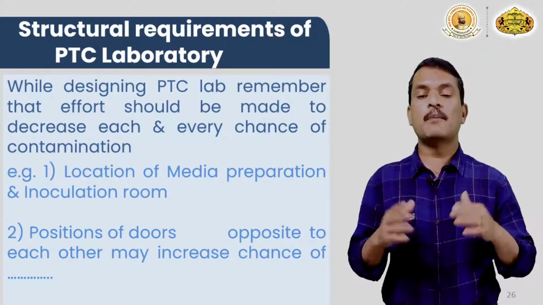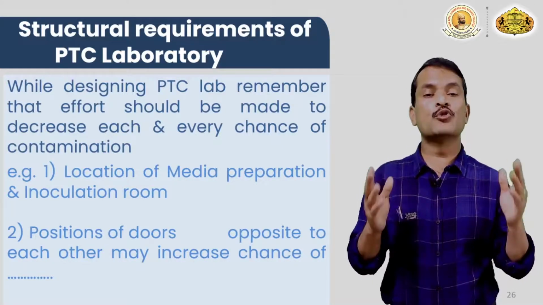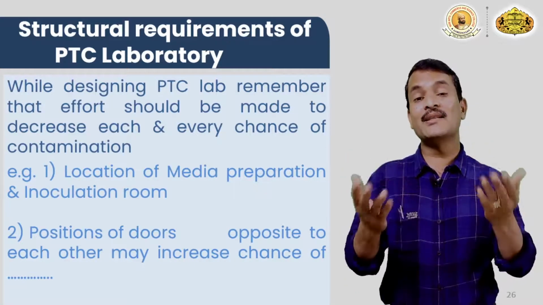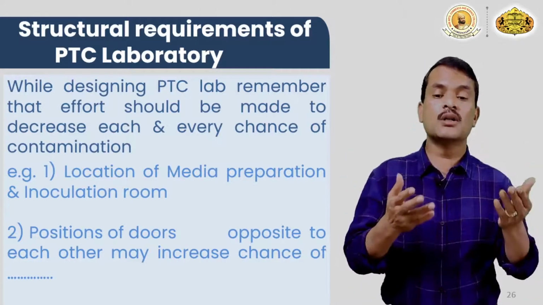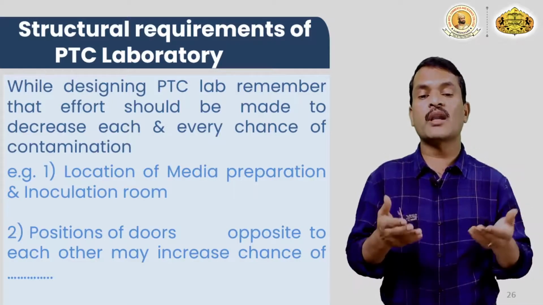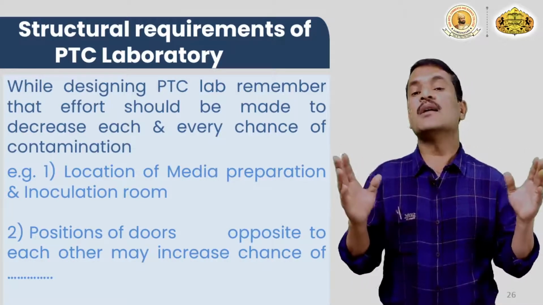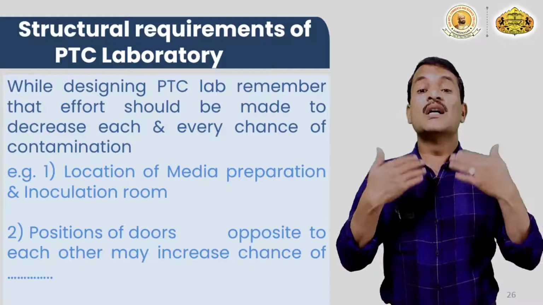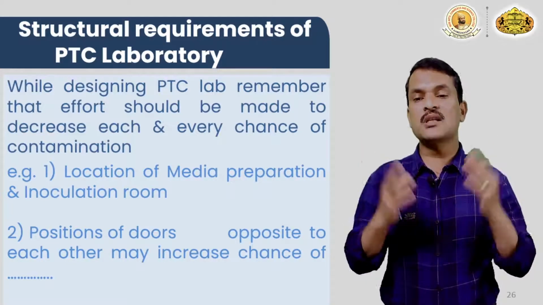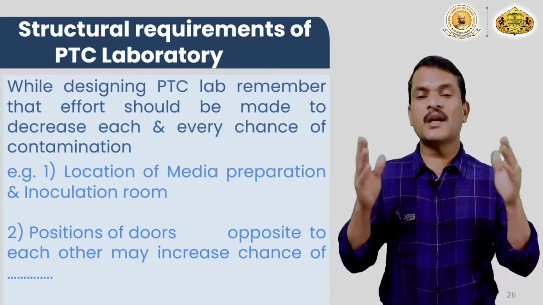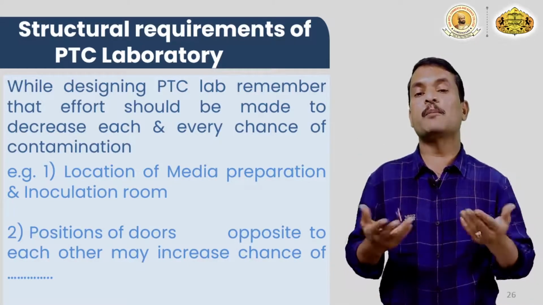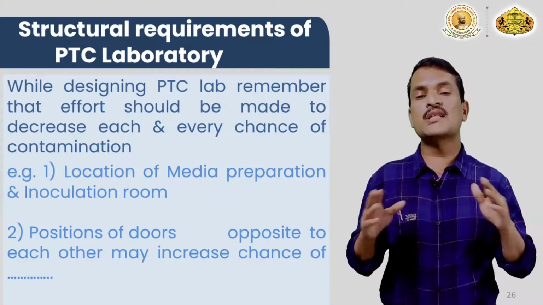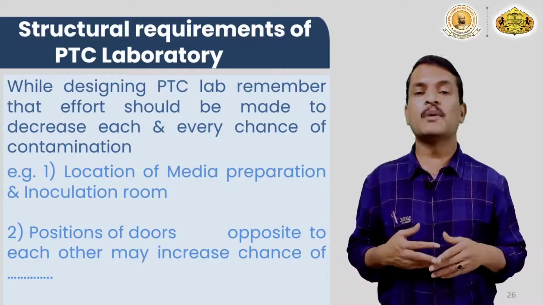For example, if the positions of the doors are opposite to each other, so that the door used for entrance in the general laboratory is opposite to the door used to enter the inoculation room or culture room, it will cause a chance of contamination. So we should avoid that. If you remember the arrangement of a commercial plant tissue culture laboratory, you will find that there are generally no windows and the doors are not opposite to each other. These things should be followed.